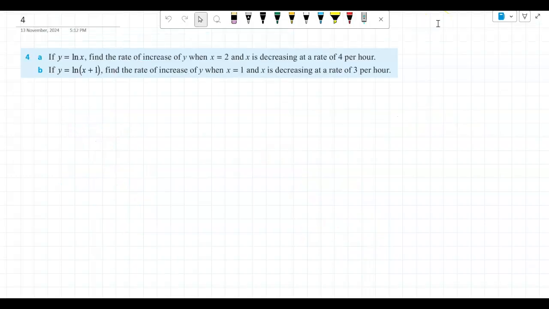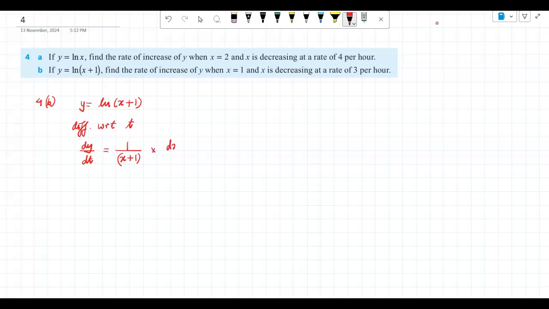Let me do 4b using method 2. So in method 2, what will I do? We did method 1. So what you do in method 2 is you differentiate with respect to time directly. So this will become dy by dt. Derivative of ln x is 1 over x, into what? Now dx by dt, because you are differentiating with respect to time now.